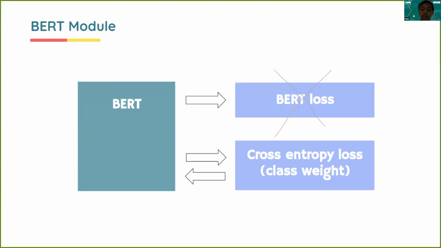This is the visualization of the BERT module. Originally BERT also uses the cross entropy loss, but it doesn't take care of the imbalanced classification problem. In this research, we change the loss of BERT by using the cross entropy loss with a modification, the class weight.